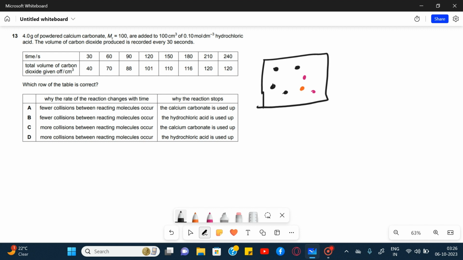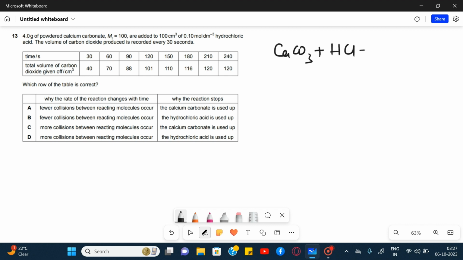Let's look at the second part of this question, in the second column. Why does the reaction stop? The reaction must have stopped because one of the reacting species might have been completely consumed. That means that one is the limiting reagent. So let's see which one is the limiting reagent. For that we can calculate the number of moles, right? So the question says 4 gram of powdered calcium carbonate. Calcium carbonate is nothing but CaCO3. It reacts with HCl to give CaCl2 plus H2O plus CO2, right? If you want to balance it, you can balance it with 2HCl.